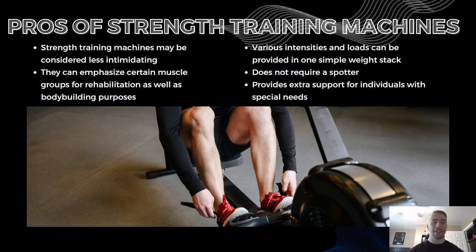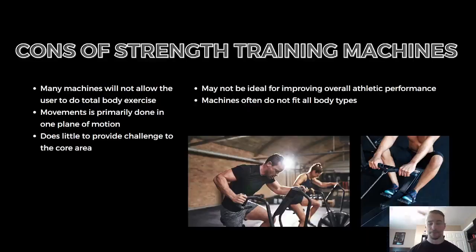And again, each machine does a specific action and it targets a specific muscle. And your intensities and loads can be changed on the fly. With strength training machines, you usually have that weight stack, and then you have your pins, which you can change to the intensity of weight that you want. This does not require a spotter at all. And a lot of strength training machines usually have more support. You're in a stationary position, and usually you are less likely to injure yourself from them.